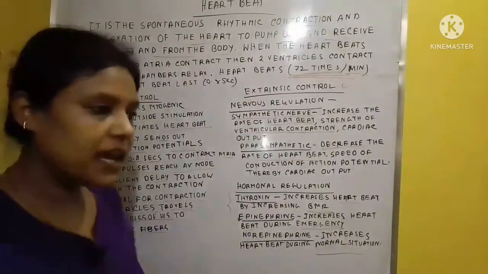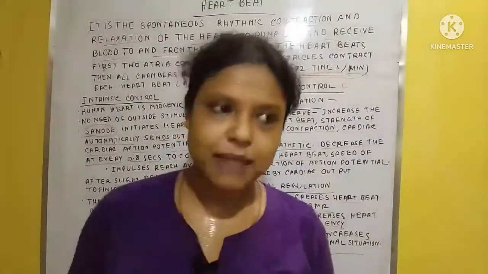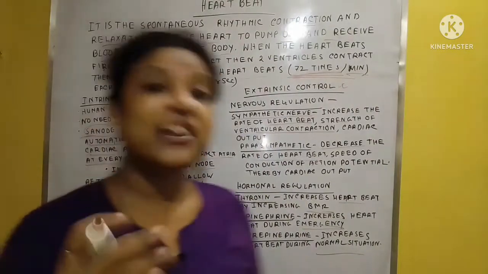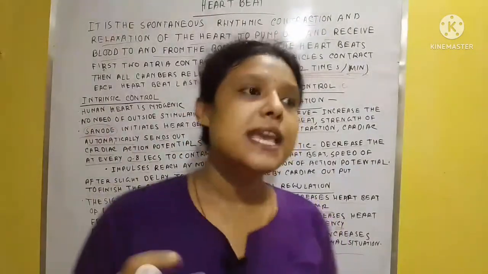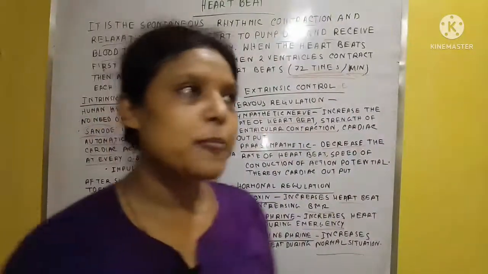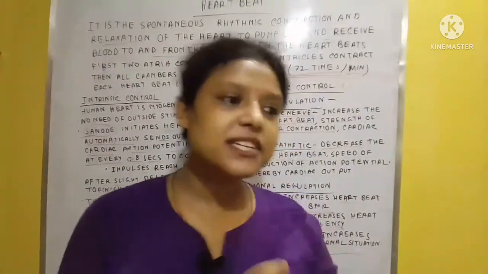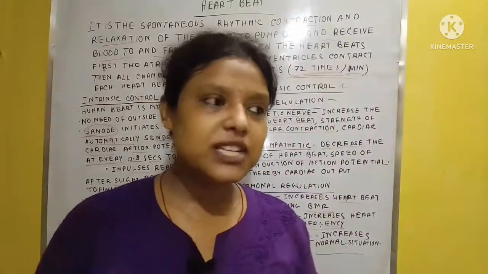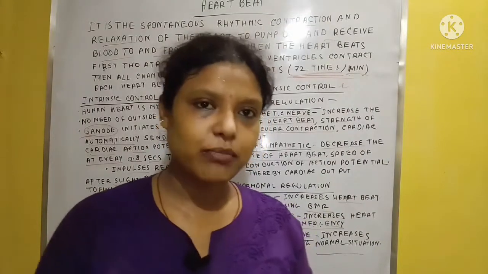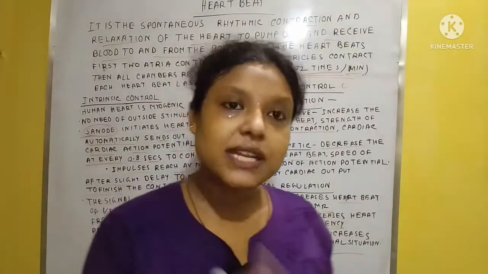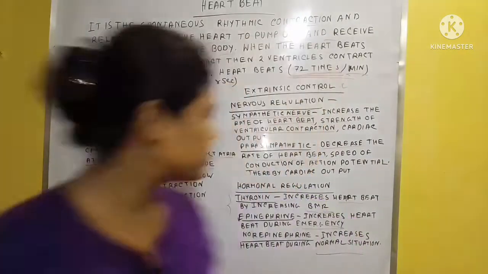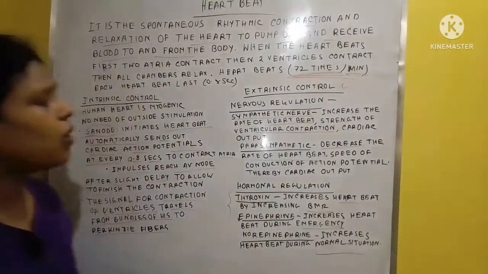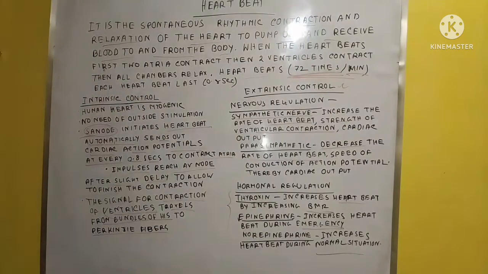So here I just want to say a few words about the adrenal medulla, or the adrenaline hormone. This is called the emergency hormone, because in an emergency situation it helps bring about immediate changes that are very important for the body. So that's why it is called the emergency hormone. So here we learned about the hormonal regulation and the nervous regulation.